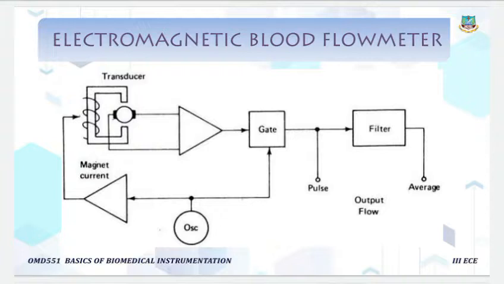Next, this is passed on to the gating circuit. It helps to remove the suppressed voltages generated during the magnet current reversal. So it removes some voltages produced during the magnet current reversal. This action is controlled by the circuit which provides an excitation current to the electromagnet.